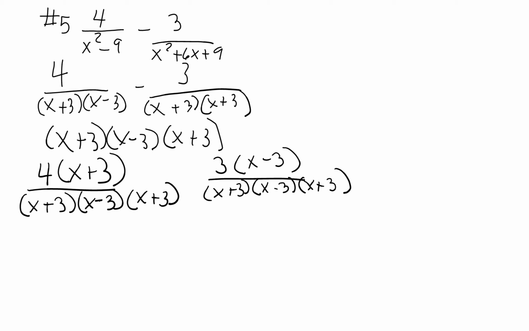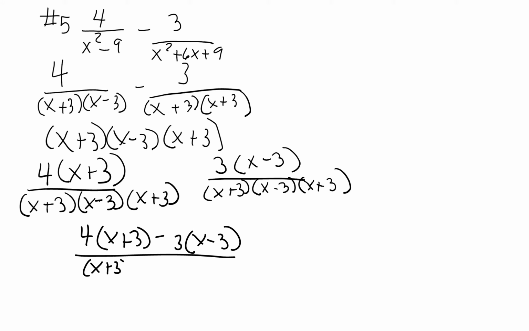Now we are going to combine the fractions by adding or subtracting the numerators, but you are going to keep the same LCD, and you're going to get the new equation of 4 times x plus 3 minus 3 times x minus 3 over the LCD, which is x plus 3 times x minus 3 times x plus 3.